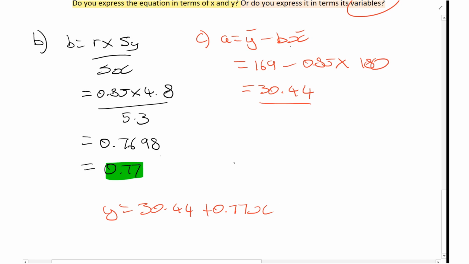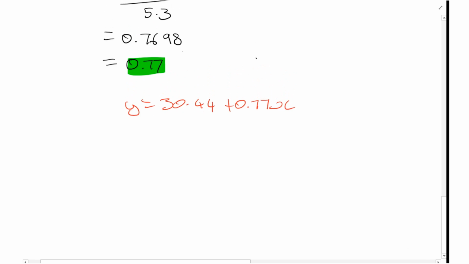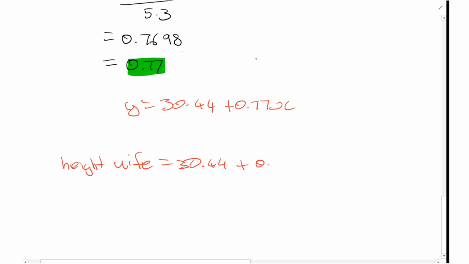x. And what that means is, remember our y was, I'm just going to say wife rather than height of, because we know it's talking about the height of the wife, equals 30.4. Actually, let's put height of wife equals 30.4 plus 0.77 times height of husband. Okay, so we do it like that.